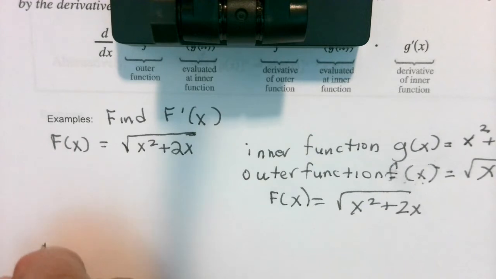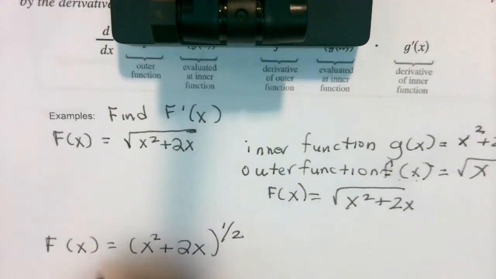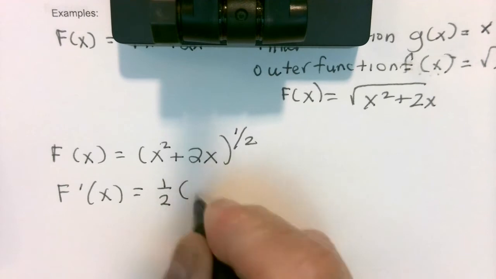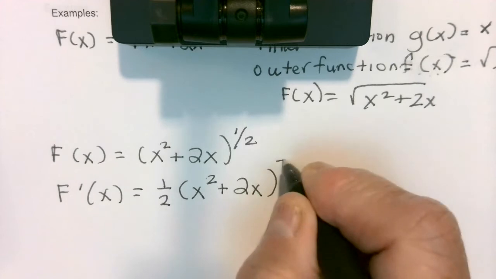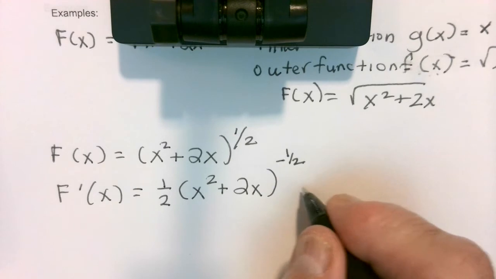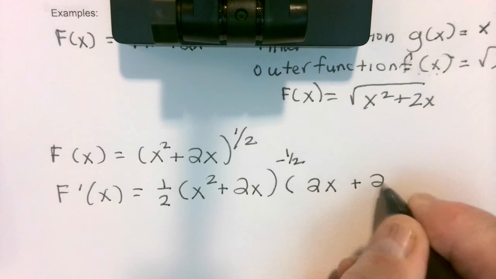I'm going to rewrite f of x as x squared plus 2x to the 1/2 power, because that's what the square root is. Then f prime x, so we're going to do the derivative of the outside. So we bring down the 1/2, we're using the power rule, and we subtract 1 from 1/2, giving me a minus 1/2. And then we multiply times the derivative of the inside. So the inside derivative is 2x plus 2.